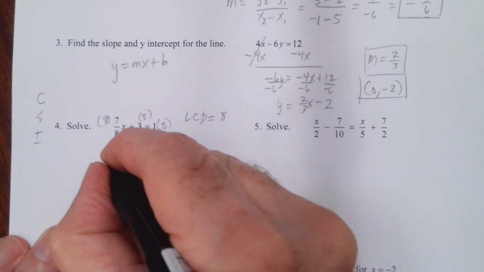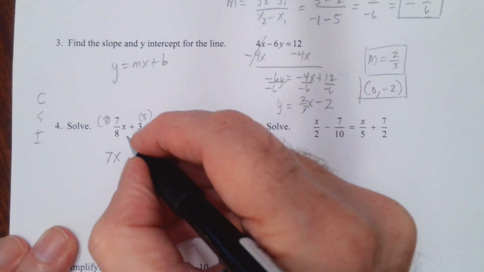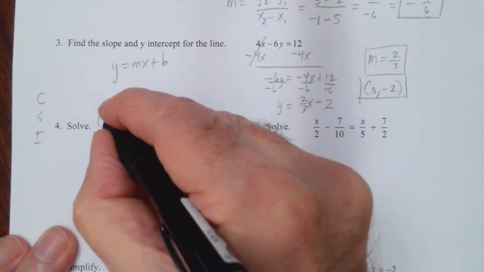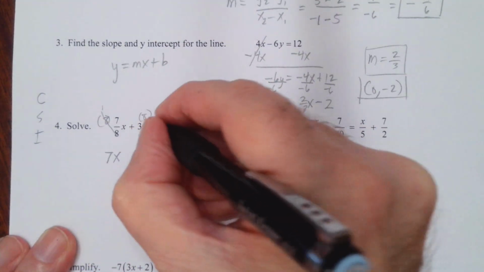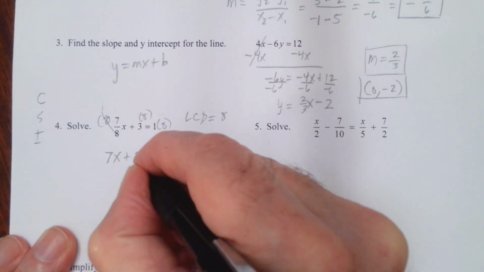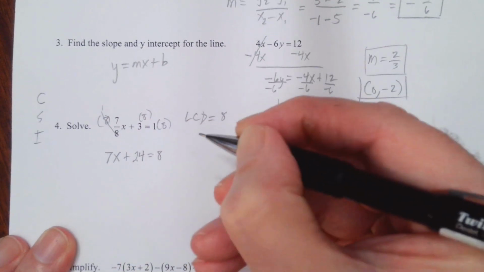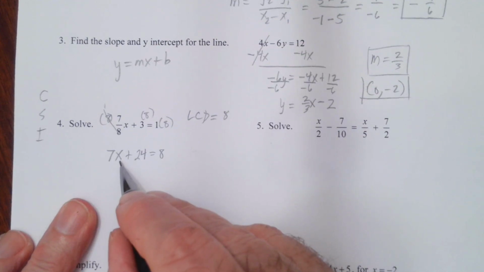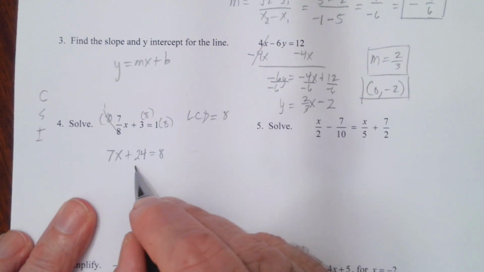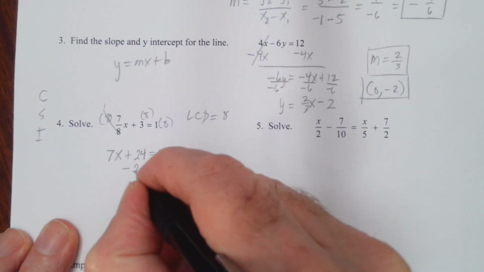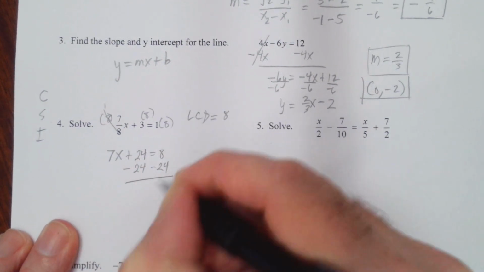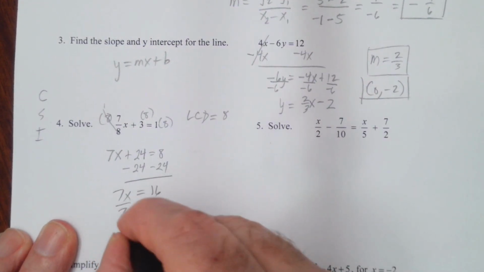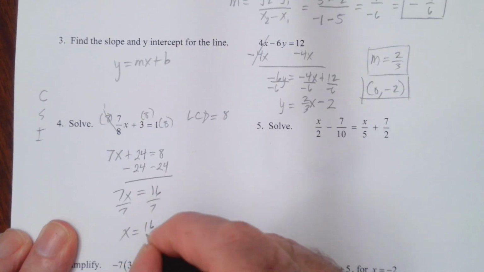8 times 7/8 is 7, and then don't forget the x. Basically, the 8's cancel here. You got 1 times 7x, or 7x. Of course, 8 times 3 is 24, and 8 times 1 is 8. This is a two-step equation. It's going to take 2 steps to get x by itself. We'll have to divide by 7. We'll have to subtract 24. We always do addition or subtraction first with a two-step equation. We get 7x equals 16. Divide by 7, you get x is 16 over 7.